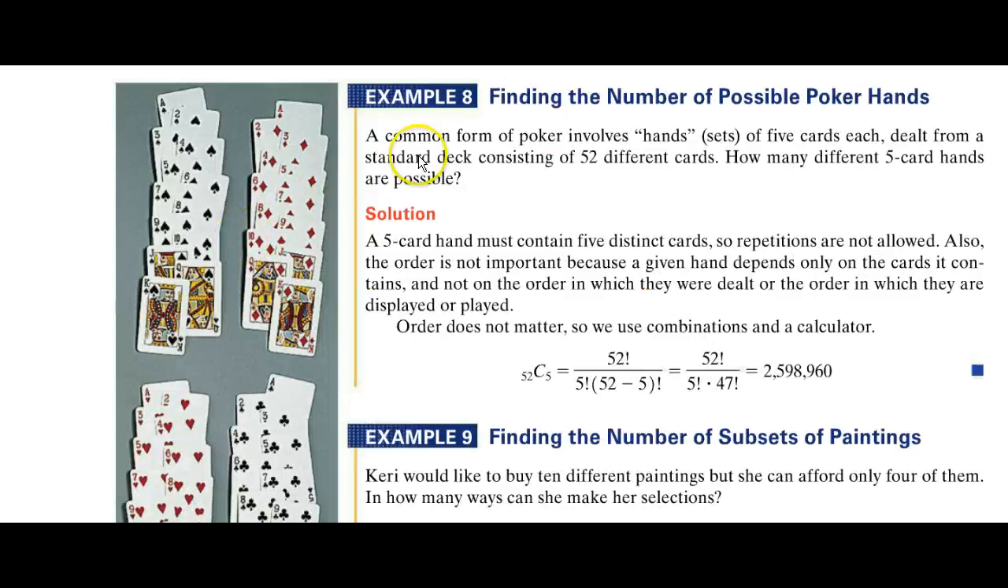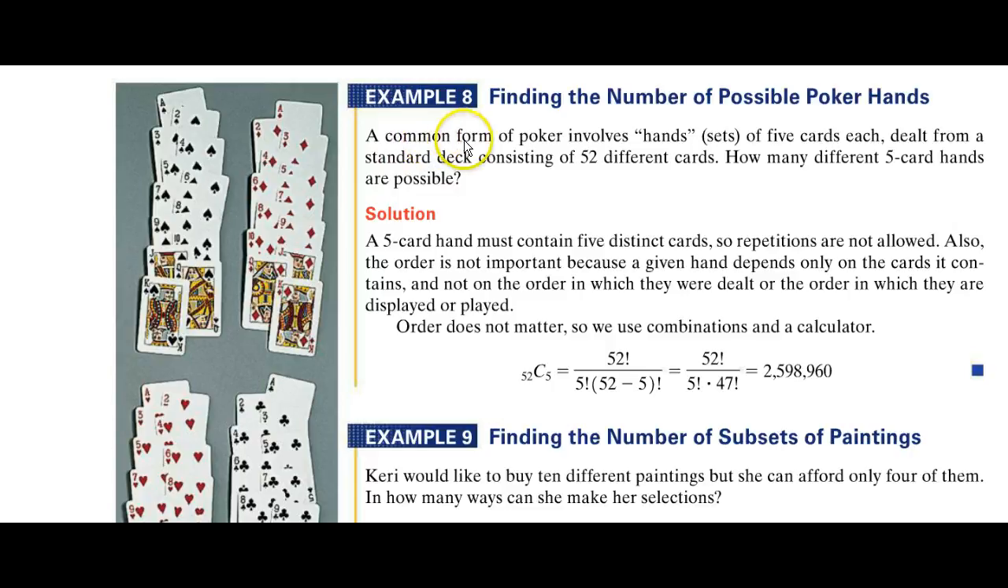As we look through these, again, we're wondering, is order important? If order is not important, then it's a combination. If order is important, it's a permutation. But we're still doing basically combinations here.